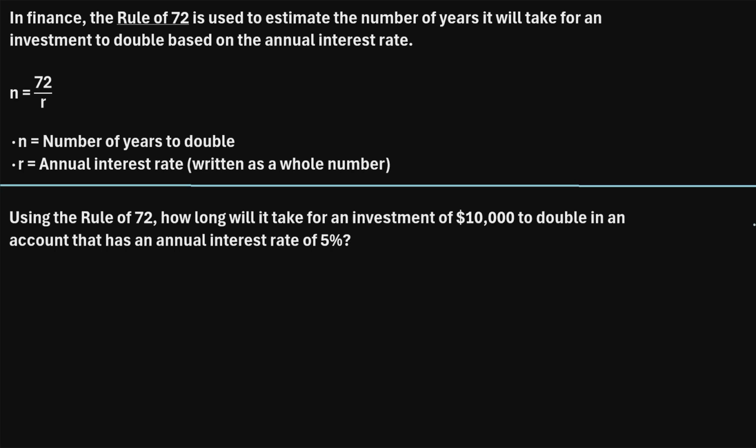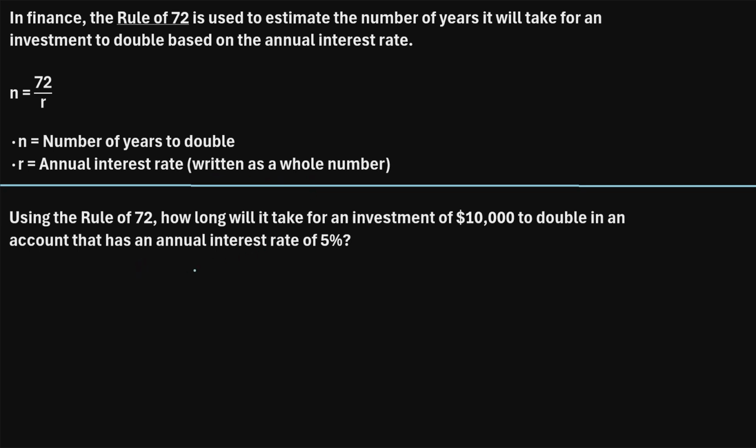In finance, the rule of 72 is used to estimate the number of years it will take for an investment to double based on the annual interest rate. So here's the rule. We say that N, the number of years it takes to double, is equal to 72 divided by R, where R is the annual interest rate. And it's worth noting that when we use this formula, we write the rate as a whole number, not as a decimal. So let's take a look at an example of how to actually use this rule.